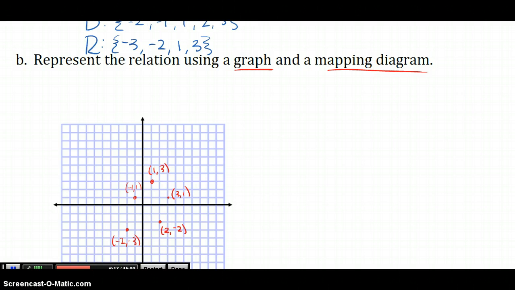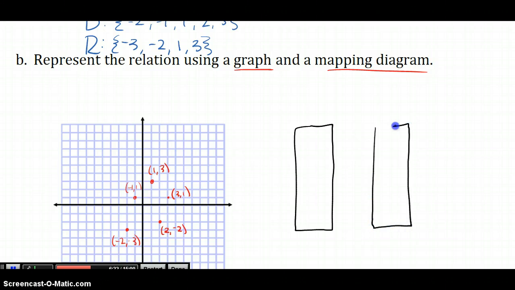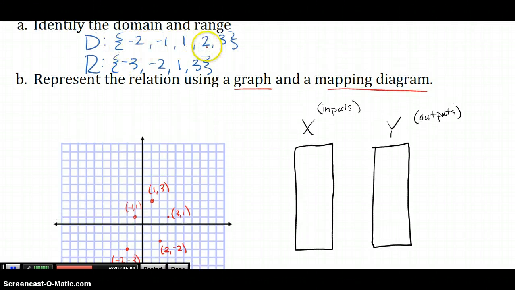So the mapping diagram is where you would draw your two boxes. This is our x values and our y values, or our inputs and outputs, all the same thing, interchangeable words. Our x values, this is where we list our domain and our range, because remember in our range we had 2 1s. We don't want to list that twice, just list it once. So our domain was negative 2, negative 1, 1, 2, 3, and our y's negative 3, negative 2, 1.